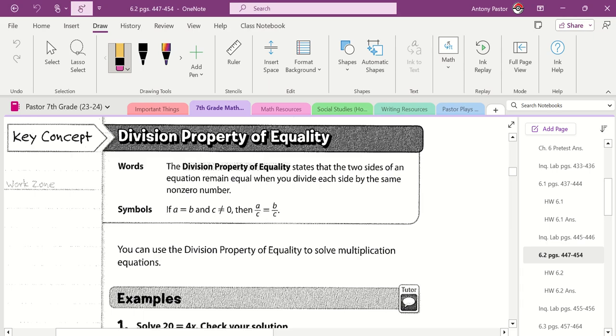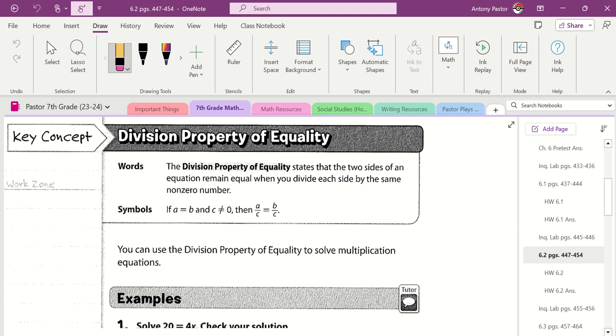That states the two sides of an equation remain equal when you divide each side by the same non-zero number. I said that one boldly because that needs to be in your notes. It's not like all the other properties, where if you add to this side, you add to that side; you subtract from this side, you subtract from that side; you multiply this side, you multiply that side. It's the same property minus the fact that it cannot be 0. Who knows why it cannot be 0? You can't divide by 0.